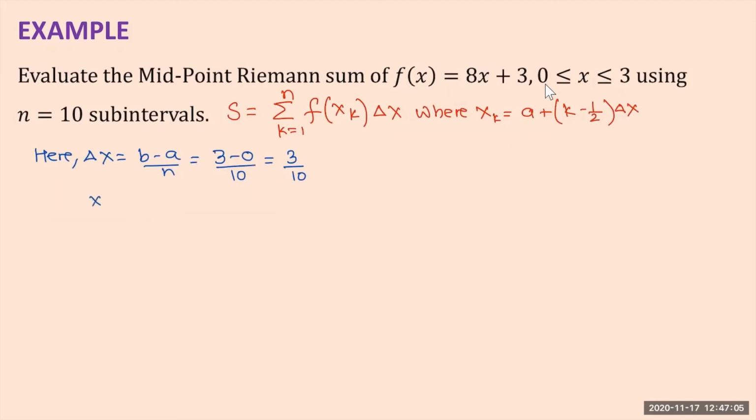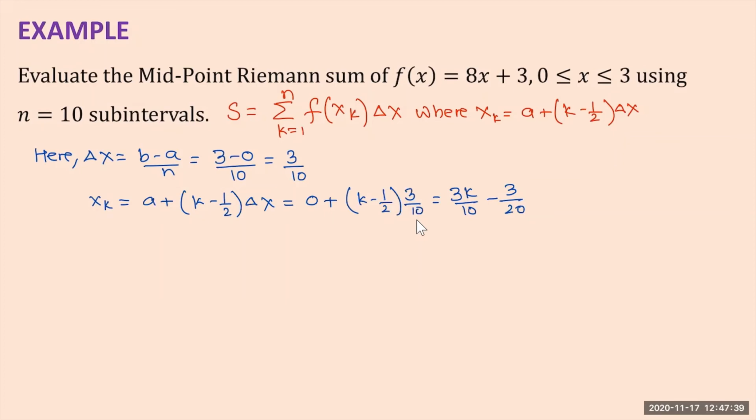So that means your x k is a plus k minus half delta x, which is equal to 0 plus k minus half, and delta x is 3 over 10. So if you try to simplify that, you don't have to worry about the 0. 3 over 10 times k, that is 3k over 10, minus half of 3 over 10, which is 3 over 20. So that is your x k.